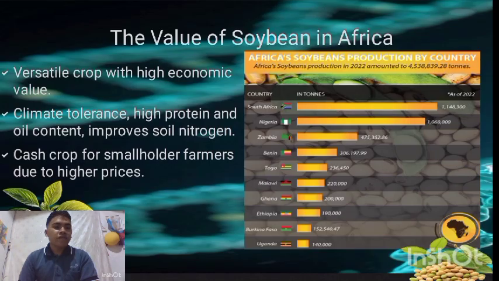The value of soybeans: versatile crops with a high economic value, climate tolerance, high protein and oil content, improved soil nitrogen, and cash crops for smallholder farmers due to higher prices. So we all know that soybean is very versatile, and it is also a legume that can improve our soils, and some smallholder farmers make it a cash crop for its high price. In Africa, there are large-scale farms where soybeans are planted.